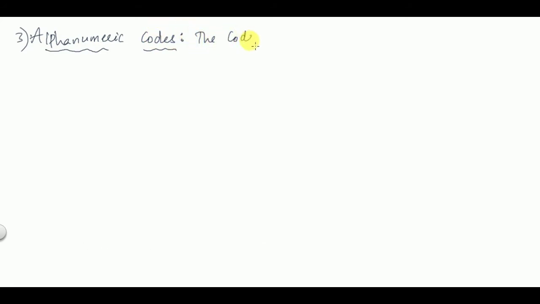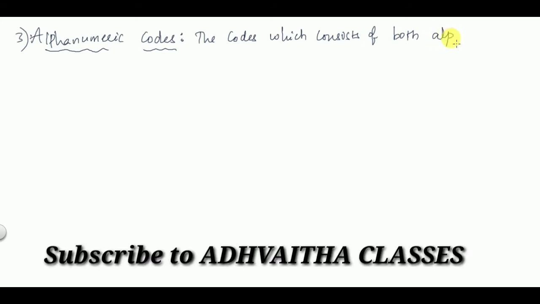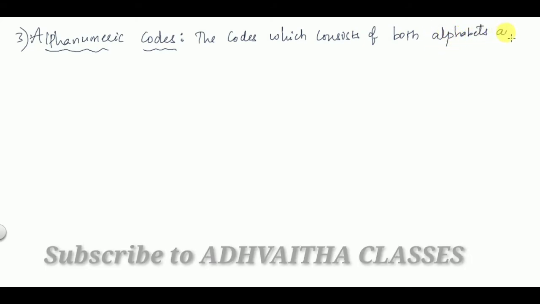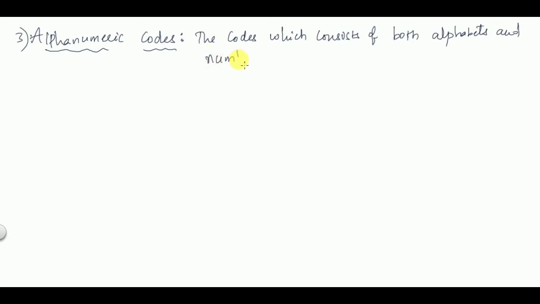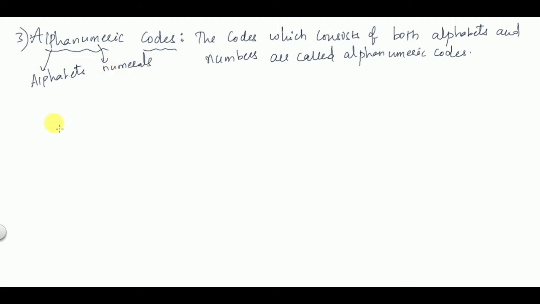The codes which consist of both alphabets and numbers are called alphanumeric codes. The name itself specifies it: alpha represents alphabets and numeric represents numerals. So codes which have both alphabets and numbers are called alphanumeric codes.